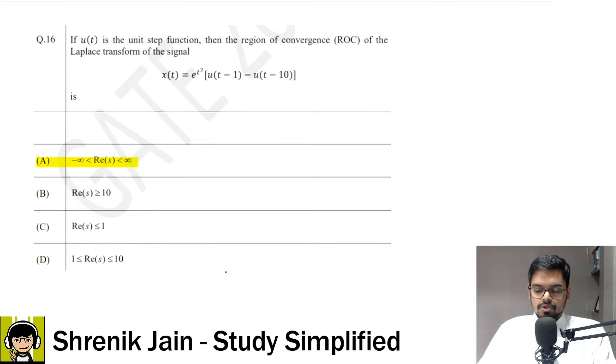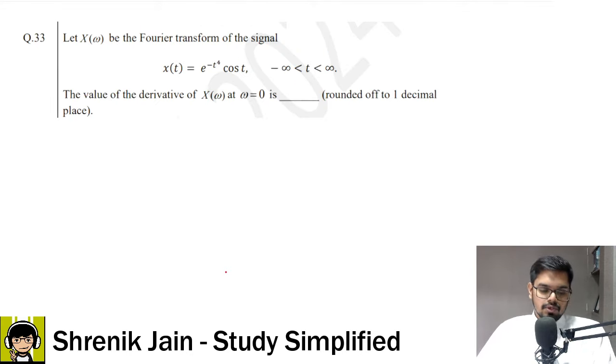Very basic concept, very basic question. Let us move forward to the next question. Let X of omega be the FT of the signal, which is Fourier transform, and the signal is given like this. The value of the derivative of X of omega at omega is 0 is dash, rounded off to 1 decimal place.